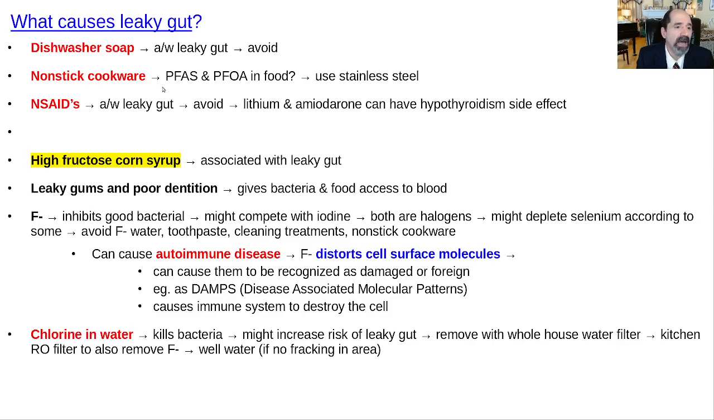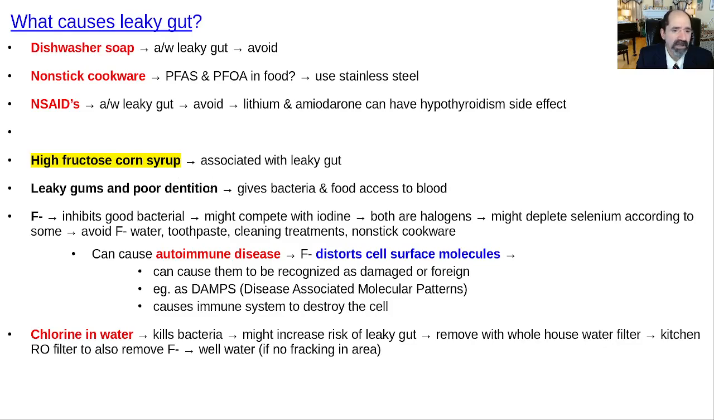Non-stick cookware. I don't know how important this is, but there's fluorine in there, so it's recommended to avoid that. Most plant-based stuff, we don't need to get into all that now. NSAIDs: avoid. They tend to increase risk of leaky gut. Lithium and amiodarone are two meds that can sometimes be associated with increased risk of hypothyroidism. High fructose corn syrup can cause leaky gut. I don't remember the exact mechanism.